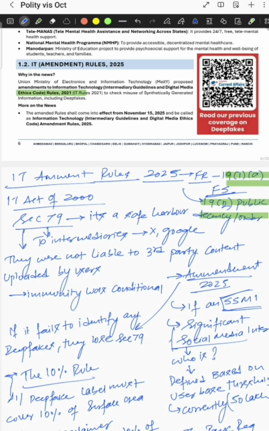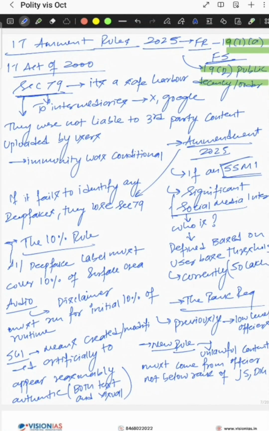Earlier the IT Act of 2000 had Section 79. What is it? Section 79 gives a safe harbor, like a shield for intermediaries like social platforms such as YouTube, X, Google. They were not liable for third party content uploaded by their users, but now they are made liable. Before that they were not liable, and that liability was based on a condition. What does the amendment do here? If it fails to identify any of the deepfakes, they lose Section 79 and they are liable. So that's the amendment.